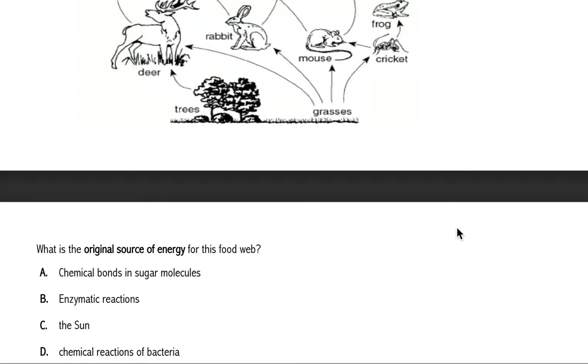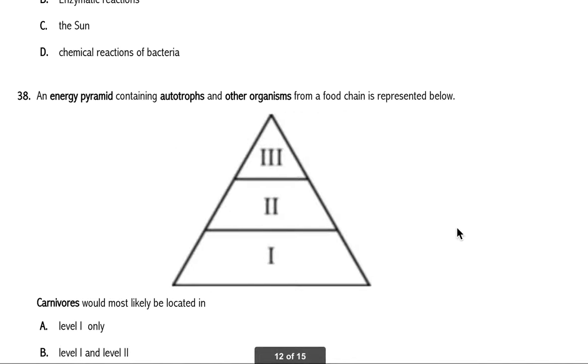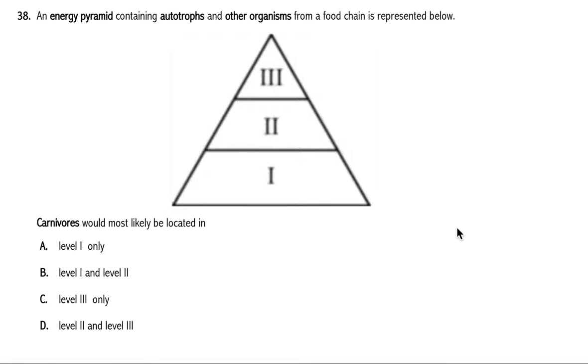Question 38. An energy pyramid containing autotrophs and other organisms from a food chain is represented below. Carnivores would most likely be located in A. Level 1 only, B. Level 1 and Level 2, C. Level 3 only, D. Level 2 and Level 3.